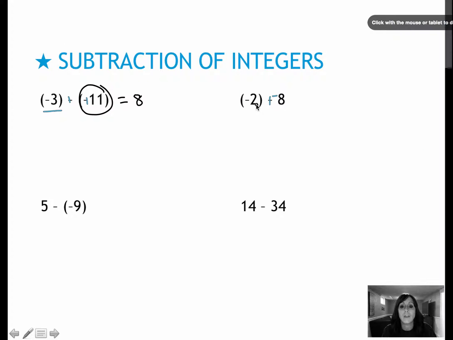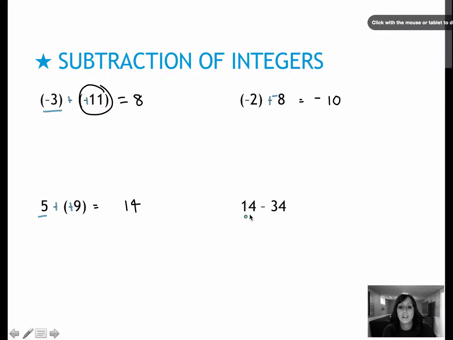That means I now have -2 and a -8, which is the same sign, so I find the sum of 10 and give it the common sign of negative. For my third, I'm going to keep, flip, change. Now I just have 5 plus 9, those are the same sign. I find the sum and give it the common sign of positive.